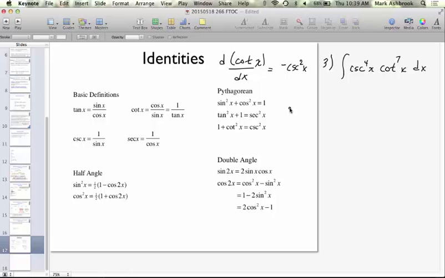So I'm going to isolate a cosecant squared. And that leaves me with another cosecant squared, and still the cotangent to the 7th.